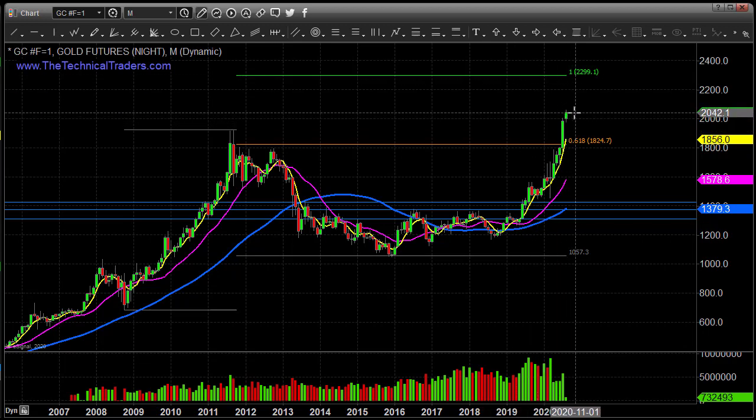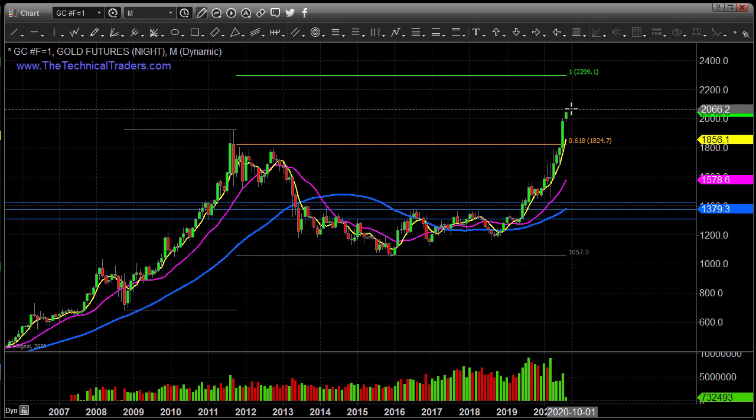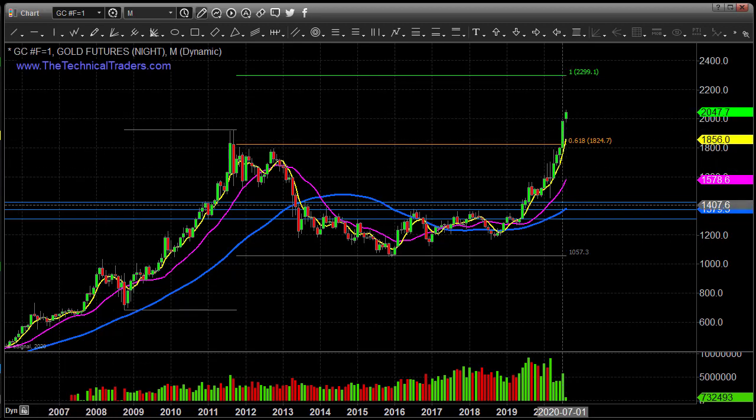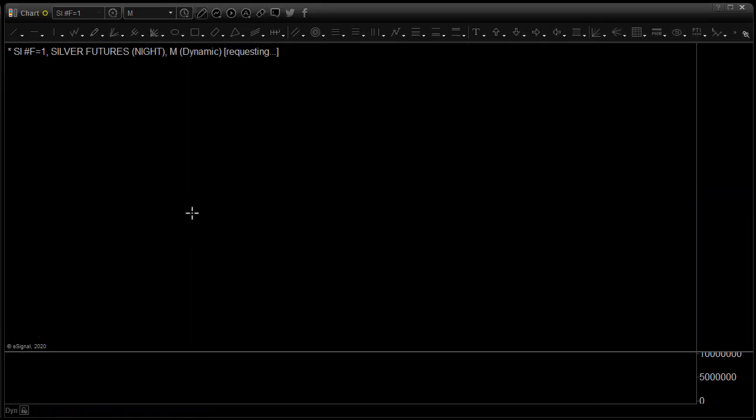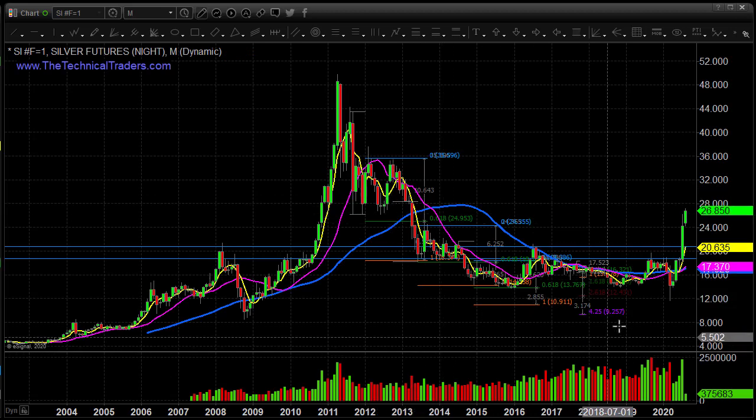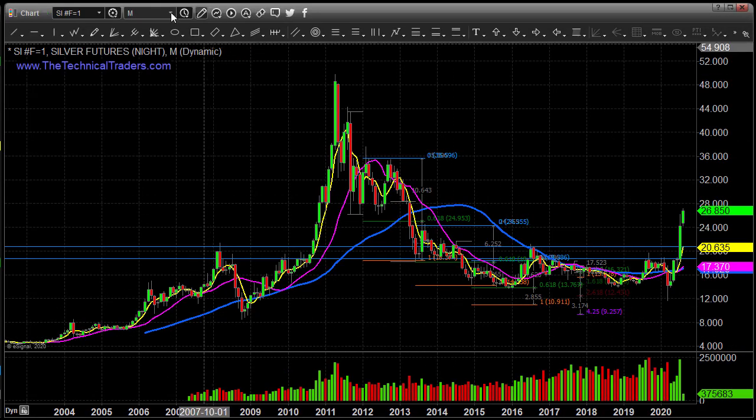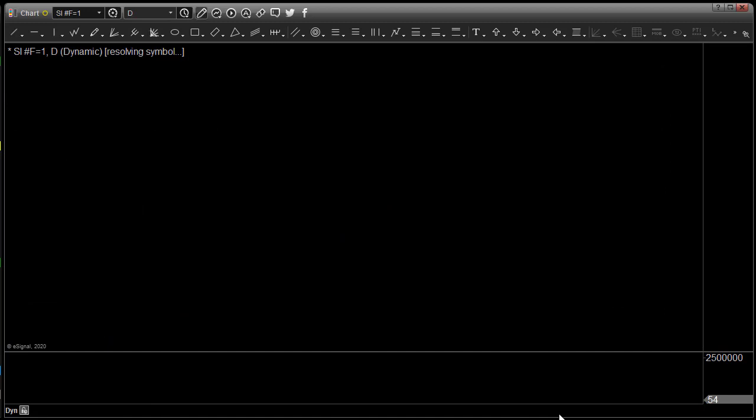Now we are getting a little overdone to the upside here. I think we could run into a little bit of a pause or hiccup, which I'll cover in just a second. But let's take a look over at silver real quick. Silver up 3% today again. And I'm just going to go to the daily chart here.